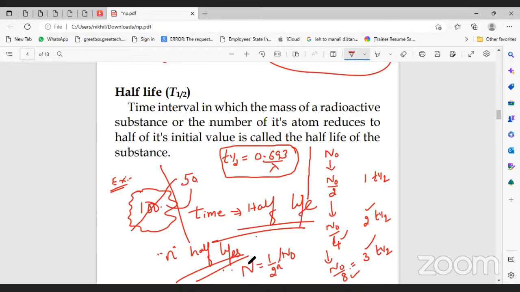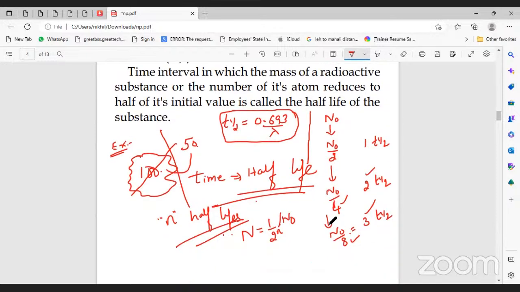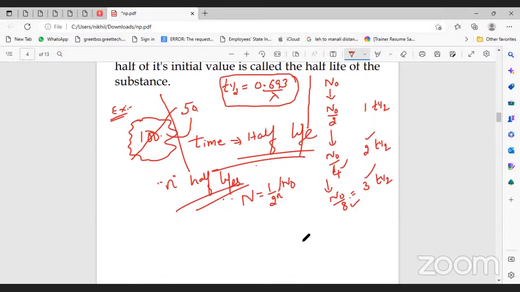So after n number of half-lives, what will be the number of atoms remaining in the sample? It will be 1 by 2 power n into N naught. What does n represent there? n represents the number of half-lives. So after n number of half-lives, the number of atoms remaining in the sample is 1 by 2 power n into N naught, where n represents the number of half-lives.